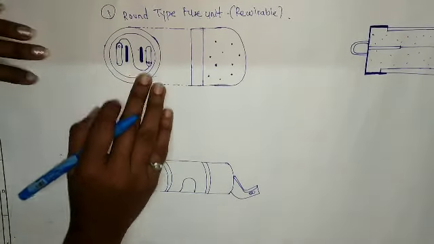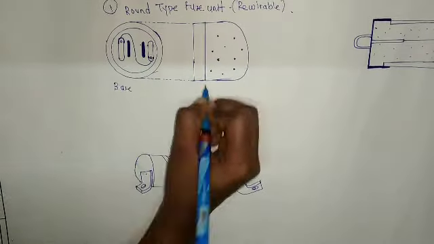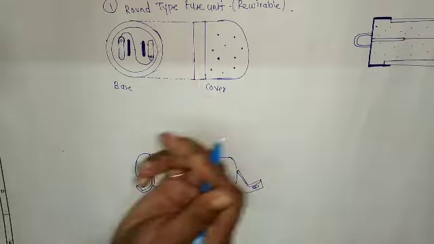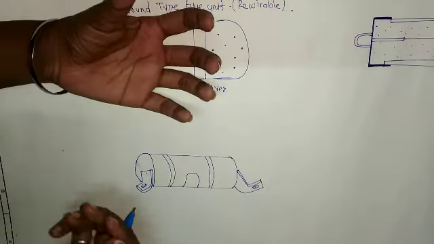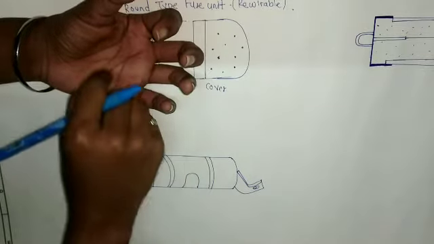So this is the base part and this is the cover. This is the base which is attached or fixed, and this is the cover that we can remove, and we can just replace that fuse wire.